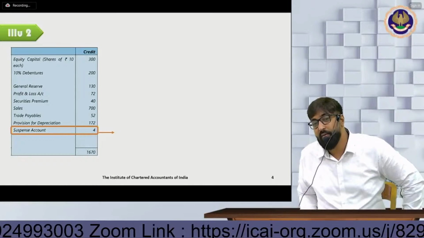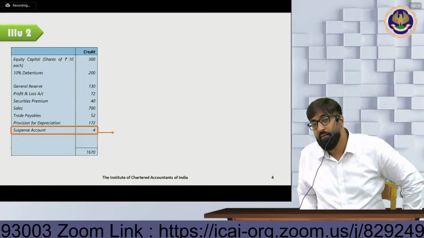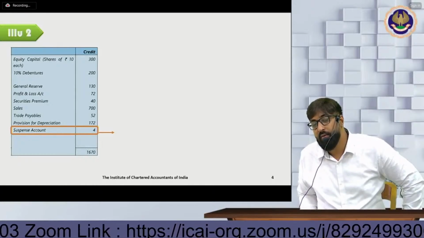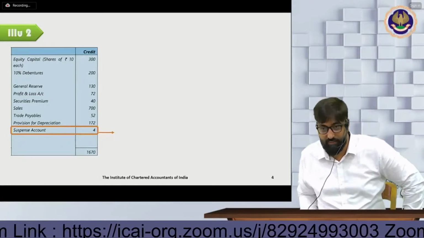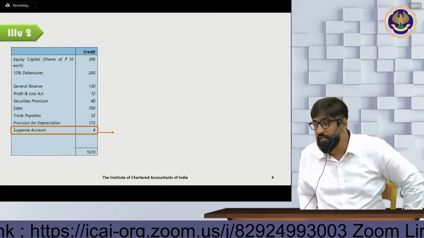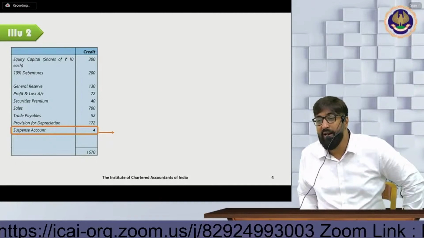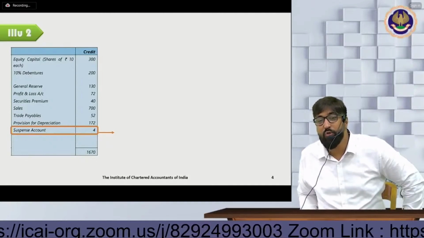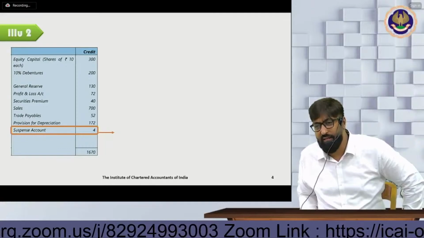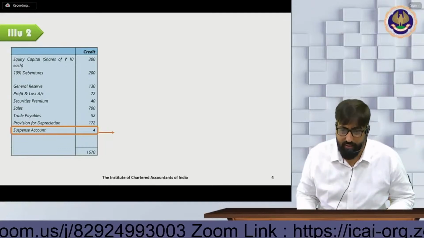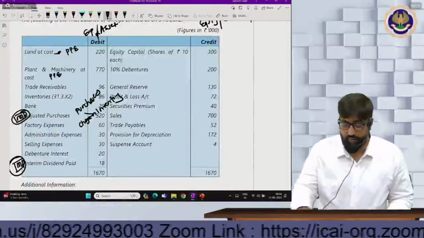Where? Profit on sale of machinery, adjustments. No, suspense account we won't write. We will solve that suspense. So suspense account, no need to write anywhere. We are going to solve that suspense by looking into the adjustments. So let's see how we are going to solve this. Now do the adjustments one by one.